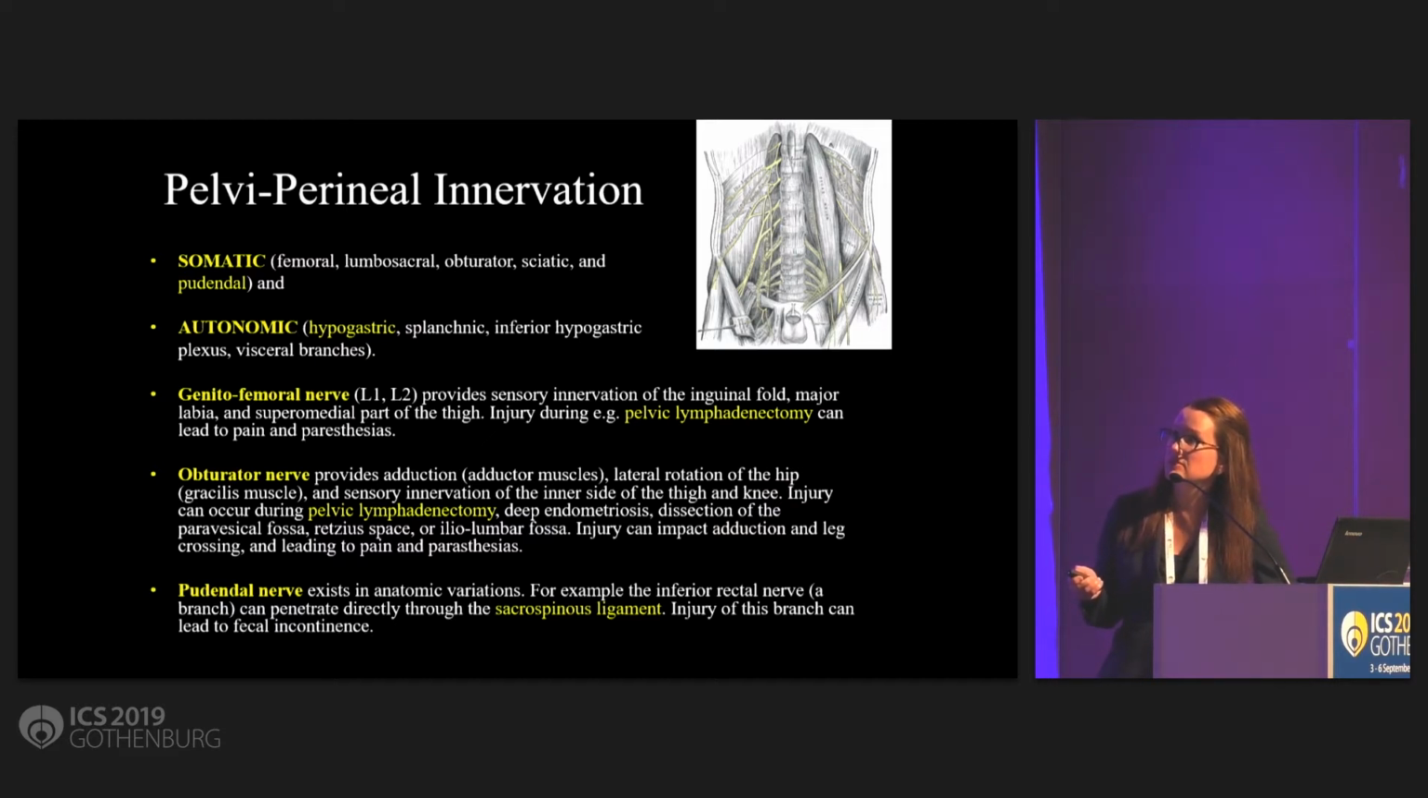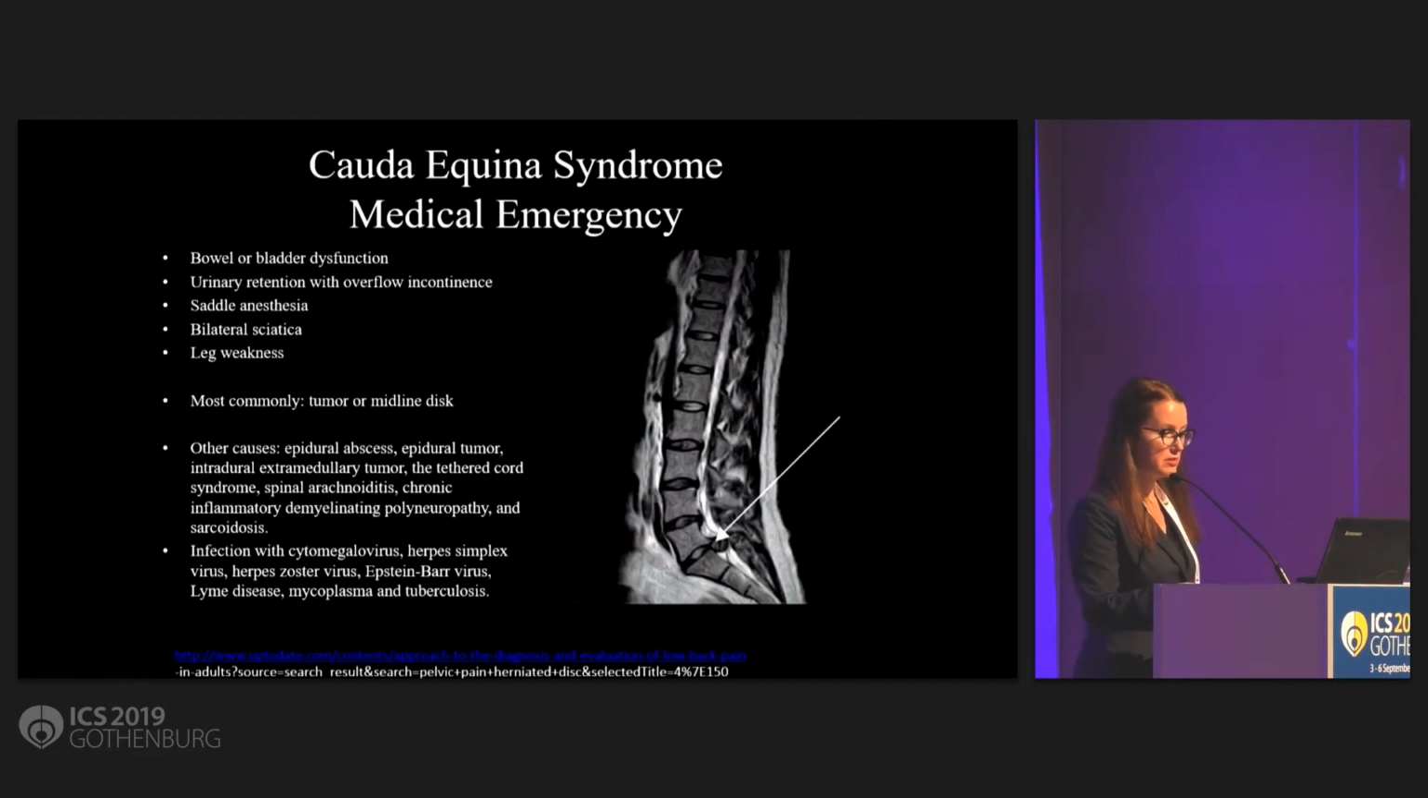The autonomic nerves include the hypogastric nerve, which can be injured during pelvic dissection, as well as abdominal sacrocolpopexy. The genitofemoral nerve provides sensory innervation of the inguinal fold, and it can be injured during pelvic lymphadenectomy. The obturator nerve, likewise, can be injured during pelvic lymphadenectomy, for example, a radical prostatectomy. And of course, we all know where the pudendal nerve is, and it can be injured during a sacrospinous ligament suspension or during pregnancy and delivery.